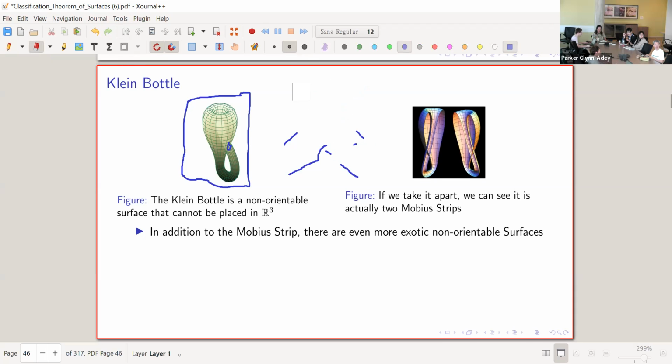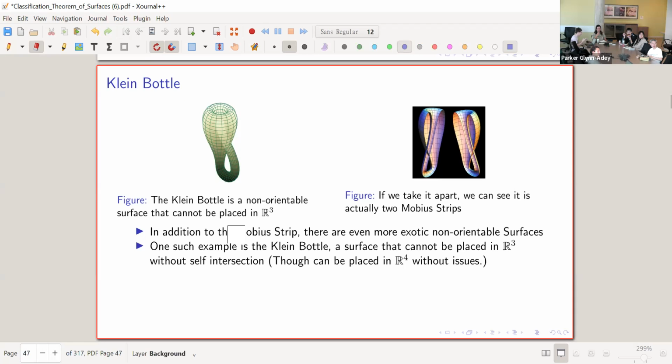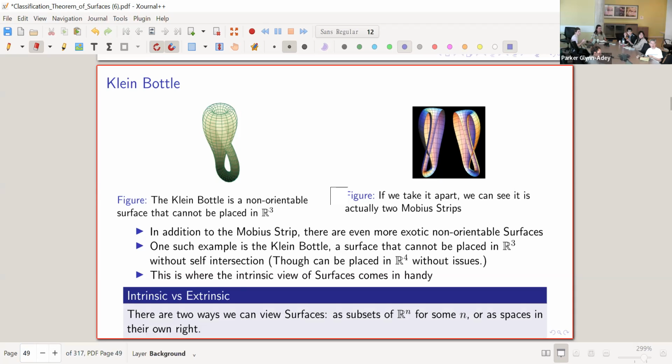But there is another way of looking at this that's a lot easier. You can look at it intrinsically. Intrinsically, you can view the surface as a space in its own right, or you can view it as a subset of Rn. Right now, I'm showing this as a subset of Rn, but we can also view this as a space in its own right. And I'll show you how we can do this.